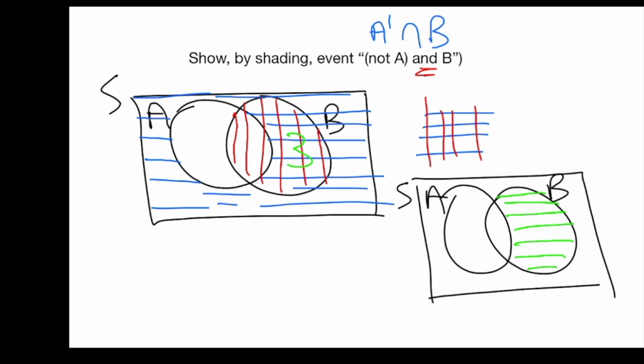Okay. One more. We want not A and not B. Not A means A complement, and means intersection. Not B means B complement. So that is another mathematical way of writing not A and not B: A complement intersection B complement.